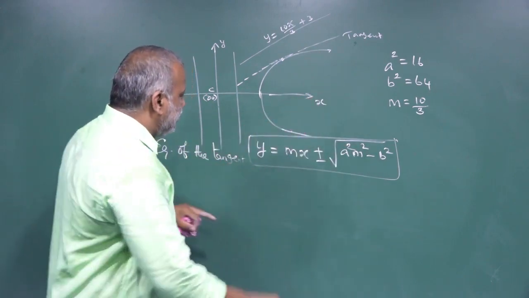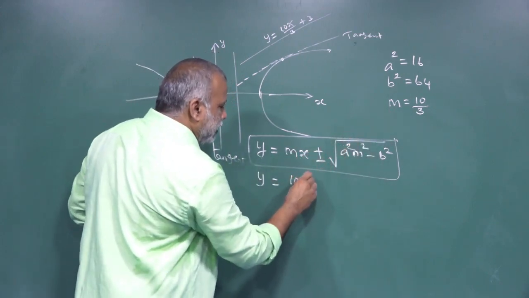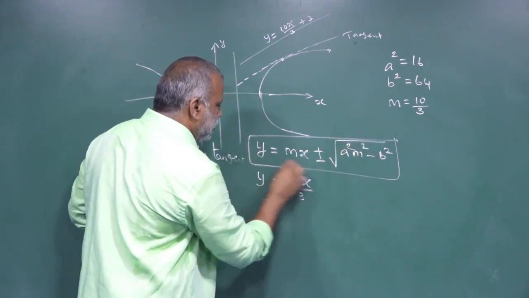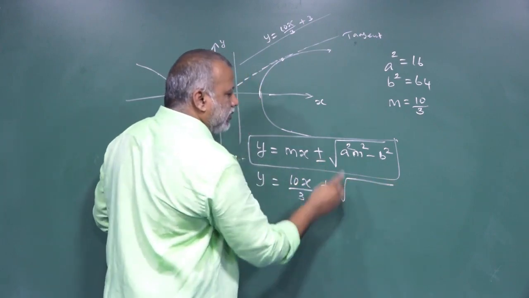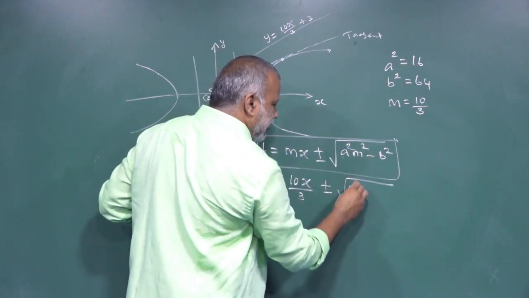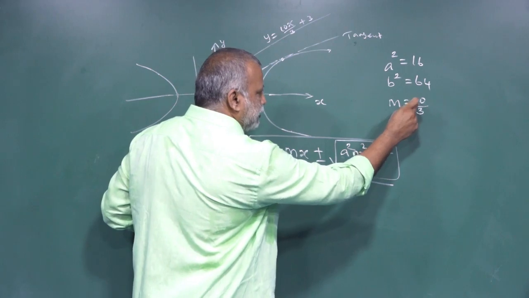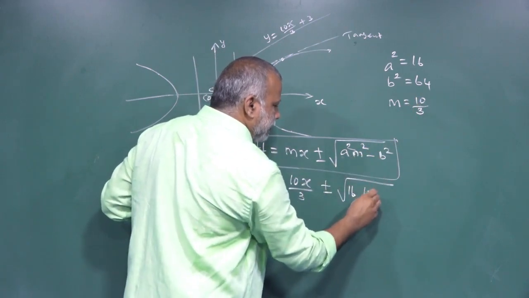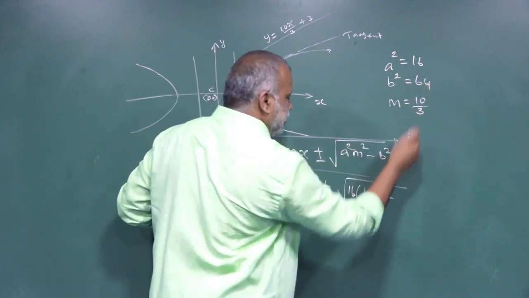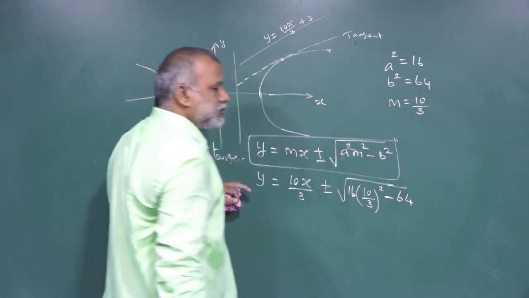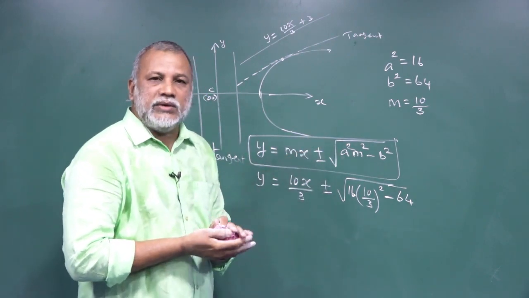Now listen, what are the values here? Y equal to mx. What is the value of m? 10x by 3, plus or minus square root of a squared. A squared is already given, 16. M squared, we have to square this value. M squared means 10 by 3 whole squared, minus b squared. B squared equal to 64. Now we have to simplify and we are able to get the equation of the tangent.